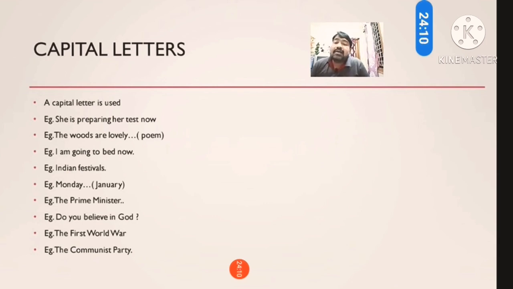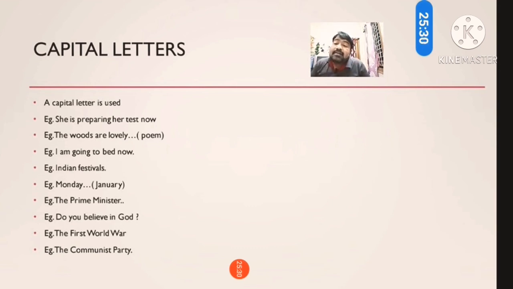And we can also use capitals for the days and months. We also use capital letters for the titles of persons: the Prime Minister, the Chief Minister, the President, and so on. Let us see one more example. Do you believe in God? There is a capital at the beginning, and I have used a capital for the word God. The First World War. In this, you can see there is a capital at the beginning. In the word First, the first letter is capital. In the word World, the first letter W is capital.